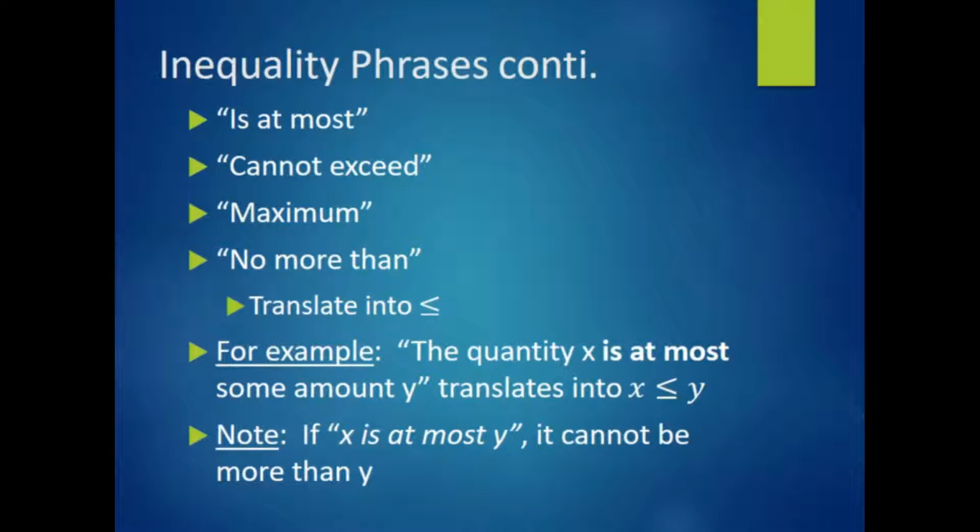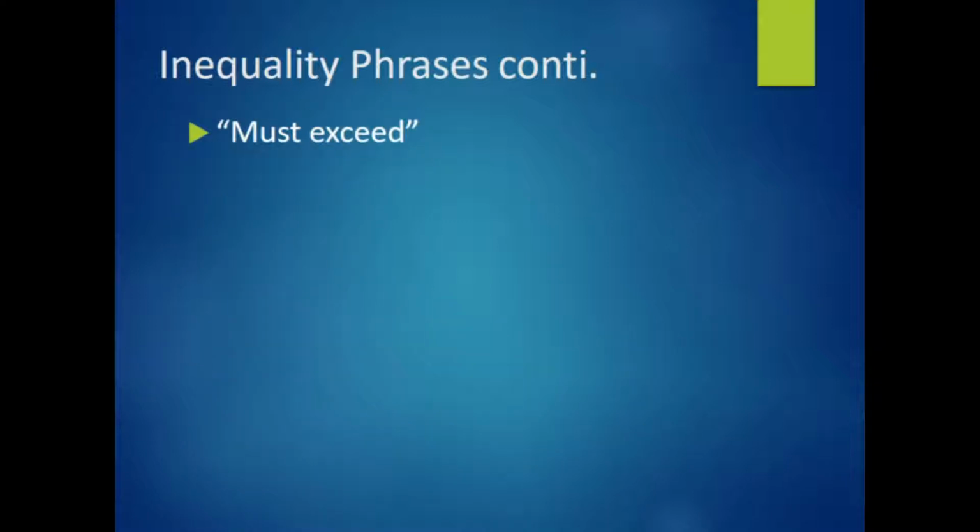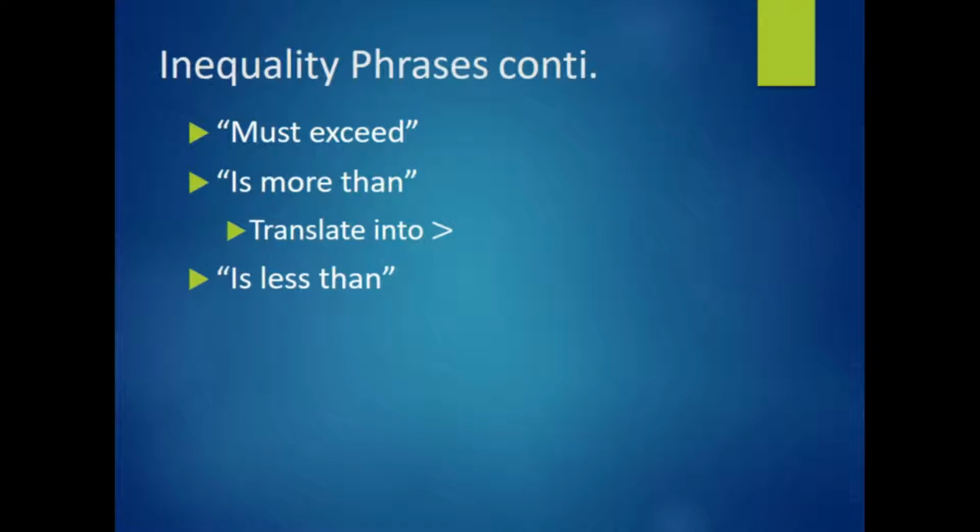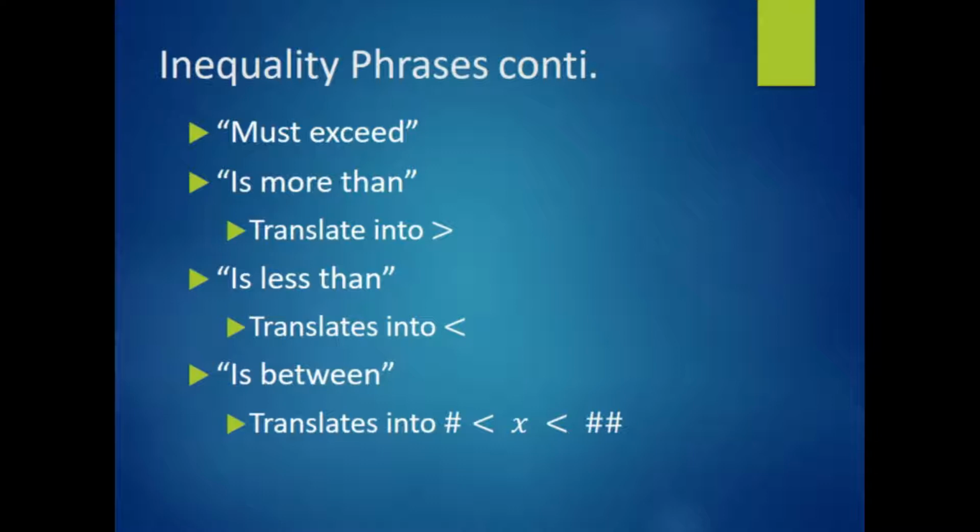Some other phrases that translate into other inequalities are must exceed or is more than translate into a greater than. If we see is less than, this translates into a less than inequality situation. And the last inequality phrase that you possibly could see is between, and this translates into a value that is greater than some number and less than some other number.